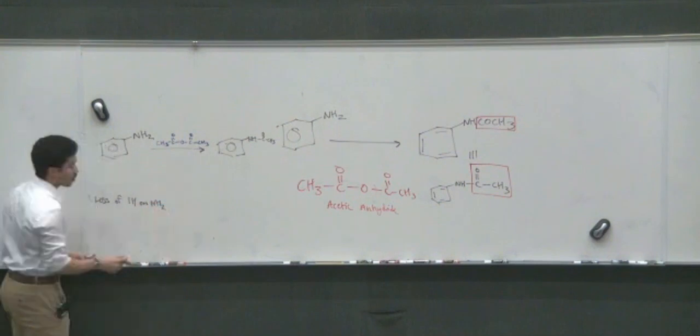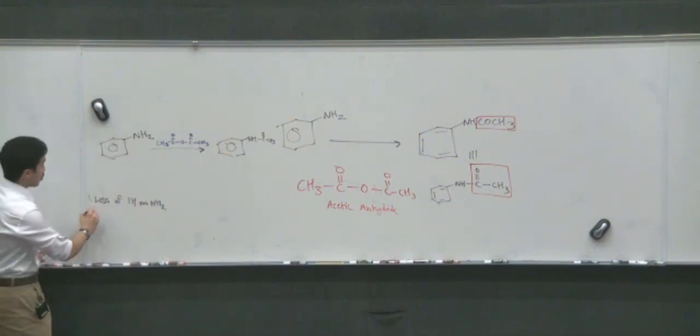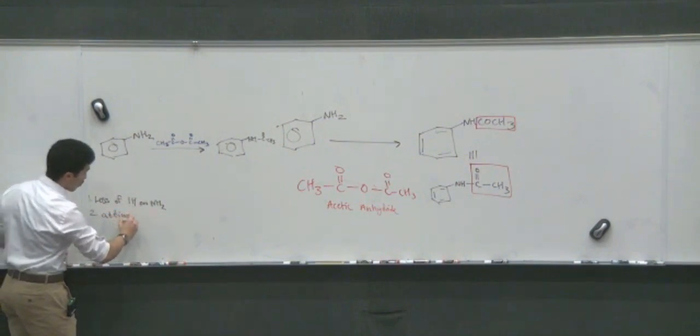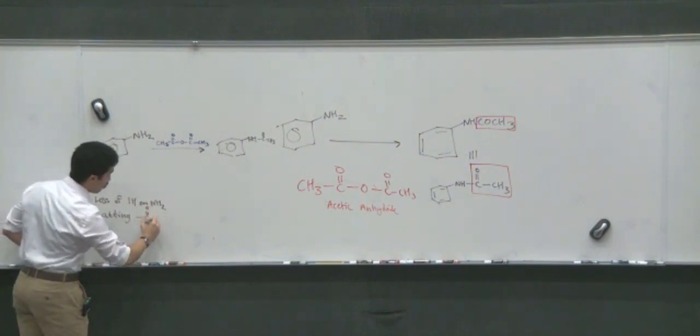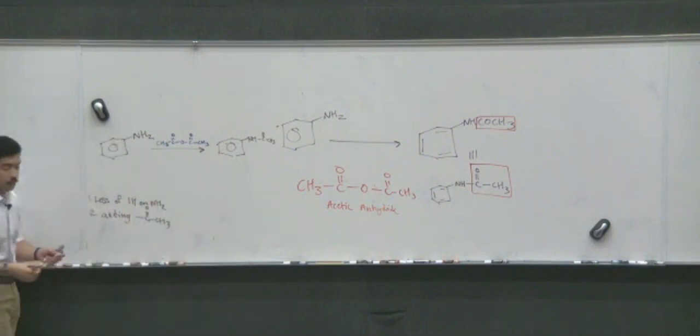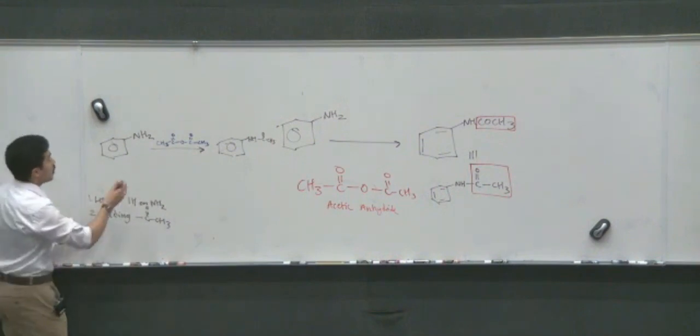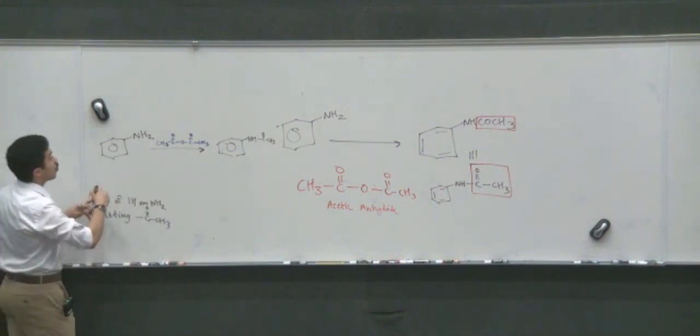If you want to keep a checklist for yourself, do that. And then what? 2, we're adding that weird group, adding C double bond O, CH3 to NH2. So these 2 things need to happen for us to get here. So let's start doing that. On NH2, what do we have? We have lone pairs.